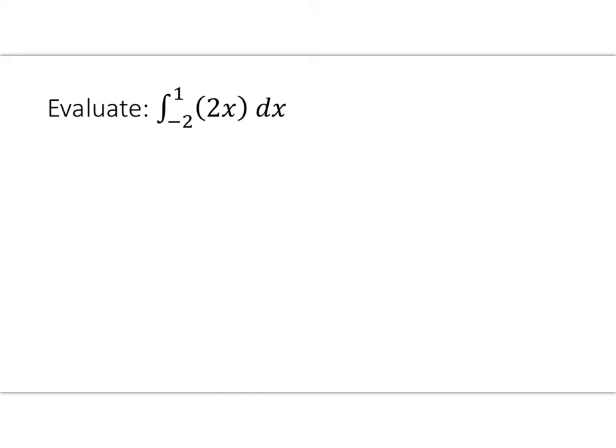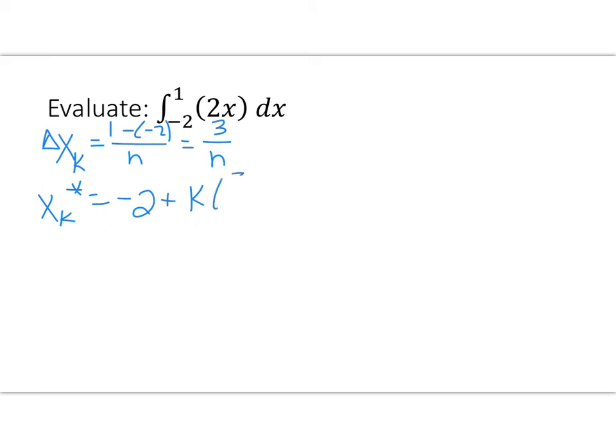So here we want to evaluate the integral from negative 2 to 1 of 2x dx. So we need to figure out what our delta x_k is. That's our right bound minus our left bound over n, so that's 3 over n. Our x_k star value is equal to our left bound plus k times our width, 3 over n. And then we need our f of x_k star, which is 2 times negative 2 plus 3k over n.